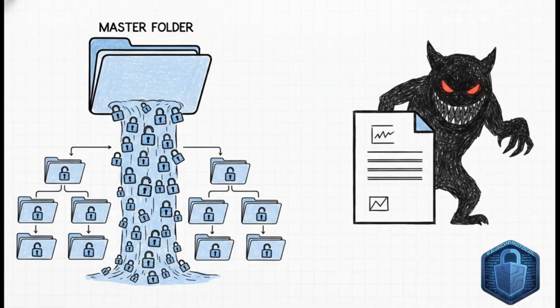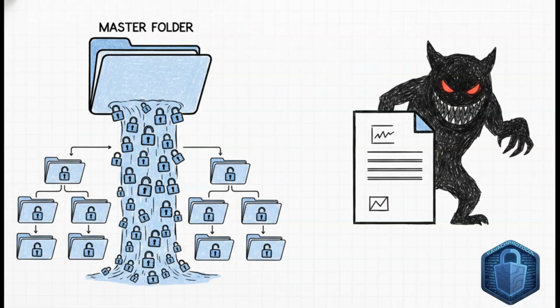Windows environments also hide some pretty nasty traps, with inheritance being the biggest offender. Imagine an admin sets a root folder to everyone read, just to temporarily troubleshoot a bug. If they forget to change it back, every single subfolder and file created inside that directory permanently inherits that open access.